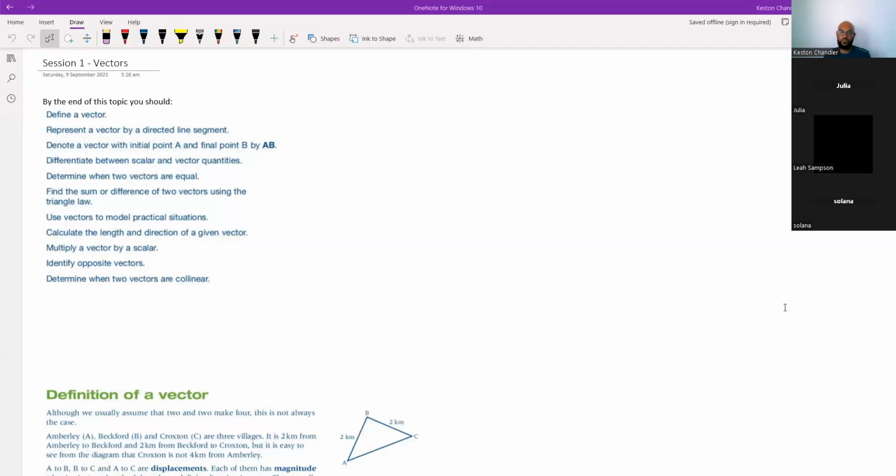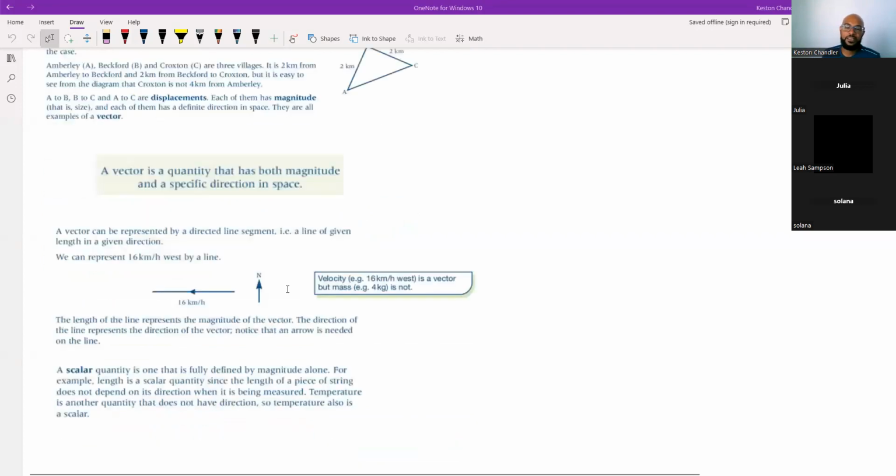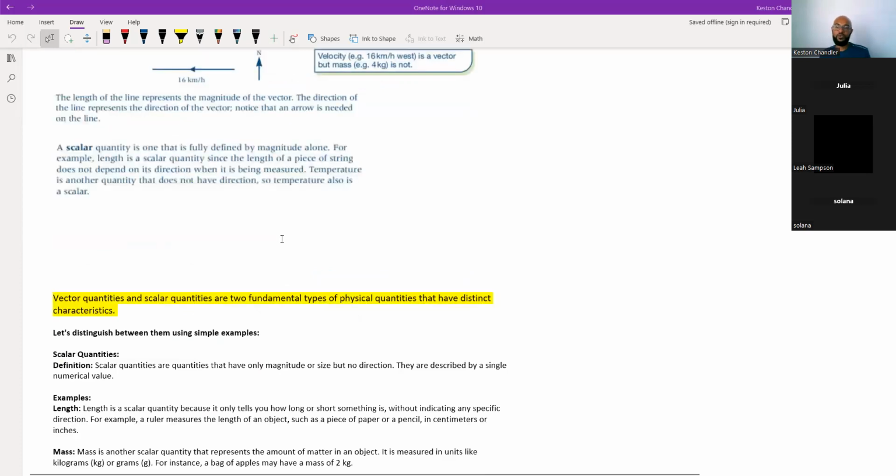So last week we introduced vectors. We began by defining vectors and differentiating that from scalar quantities. What we were saying is that a vector is a quantity that has both magnitude and a specific direction, right? For example, we could represent 16 kilometers per hour west using this line. We call that line a ray, and we would draw the line pointing in a particular direction. Scalar quantities, unlike vector quantities, are fully defined by magnitude only.